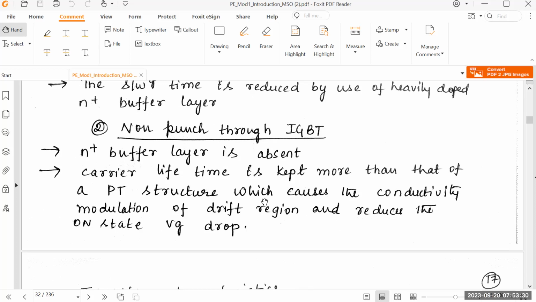Because of that, there is conductivity modulation of the drift region. Since the carrier lifetime is more, the carriers will be moving for a longer time. Because of that, there will be a change in the conductivity of the drift region, and thus it reduces the on-state voltage drop. Because it causes the conductivity modulation, there will be less voltage drop.